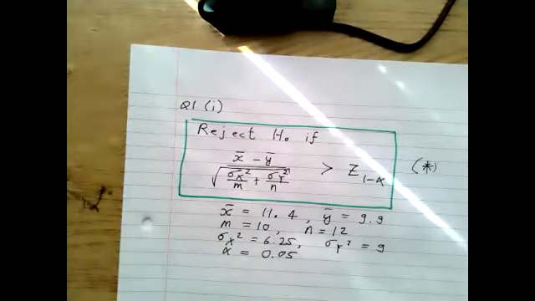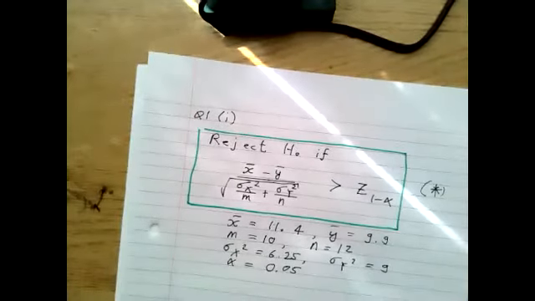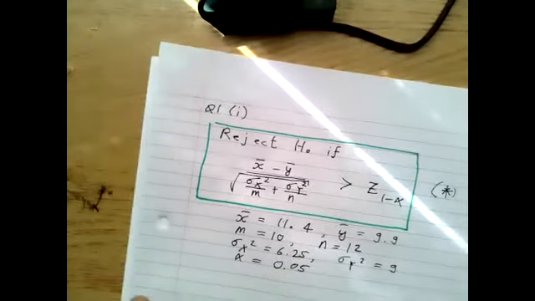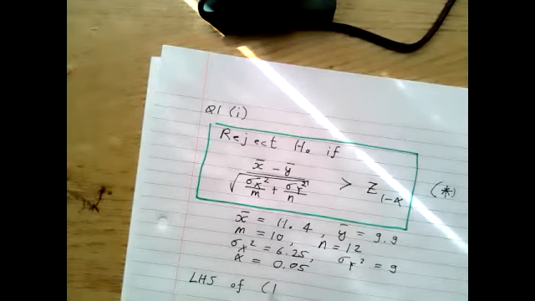So this is all the data that's given to us as part of the question. Now what I'm going to do is compute the left and the right hand sides. If you have any questions, please feel free to use the chat room. Okay, so let's start with the left hand side of star.